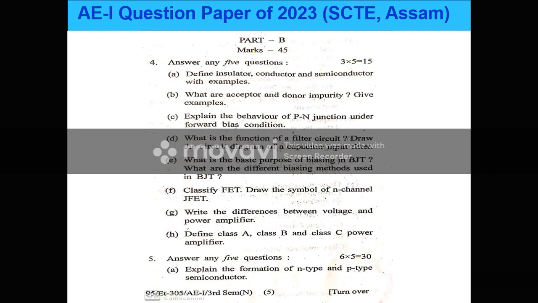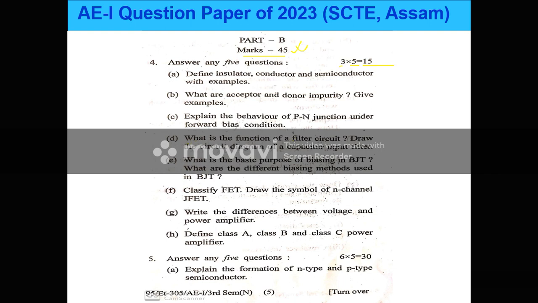Now see Part B, that means Part B, 45 marks. Here answer any 5 questions, 3 marks for each, total 15. For A, define insulator, conductor, semiconductor with example. For B, what are acceptor and donor impurities? Give examples. Explain the behavior of PN junction under forward bias condition.